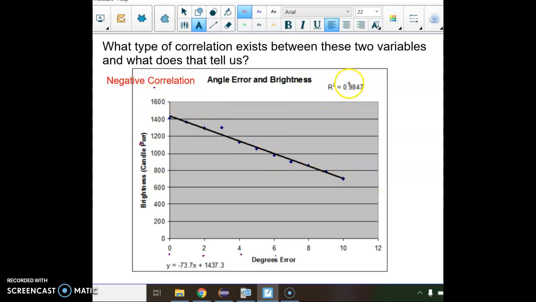Another thing they might ask you about is what's shown up here. This number is called the correlation coefficient. I think I've seen them ask that before. The correlation coefficient basically tells you how strong the correlation is. The closer it is to 1, the stronger the correlation is. So here it's a pretty strong correlation.